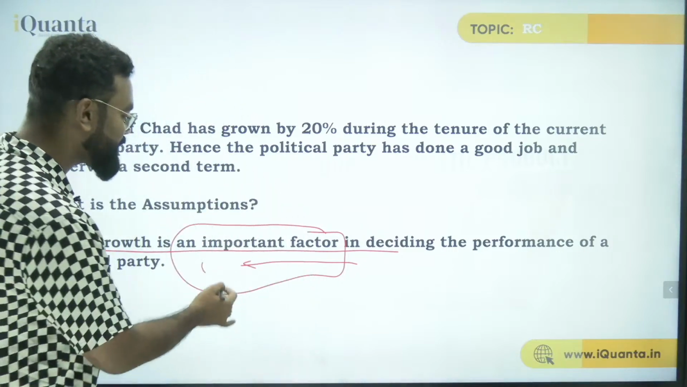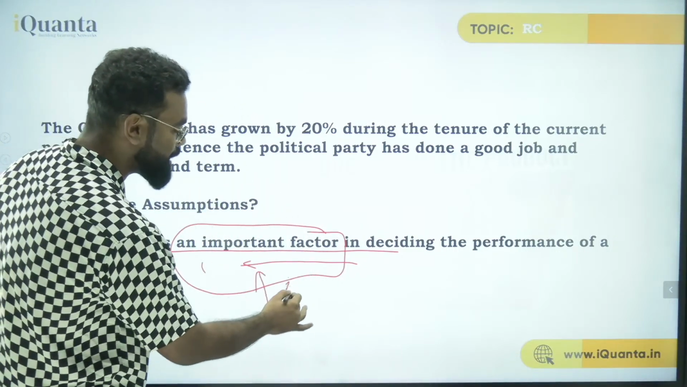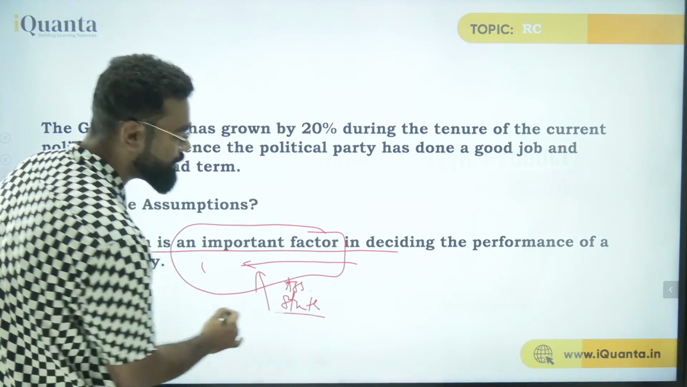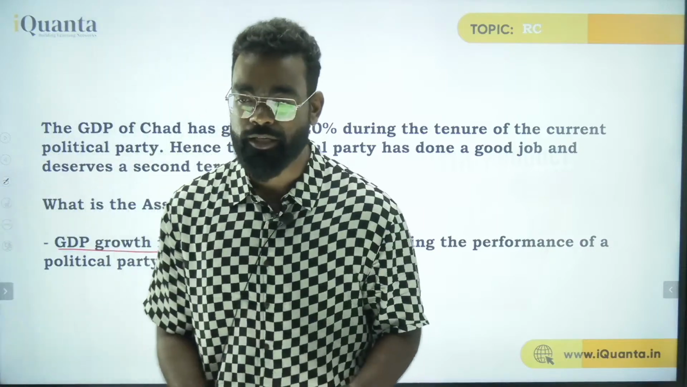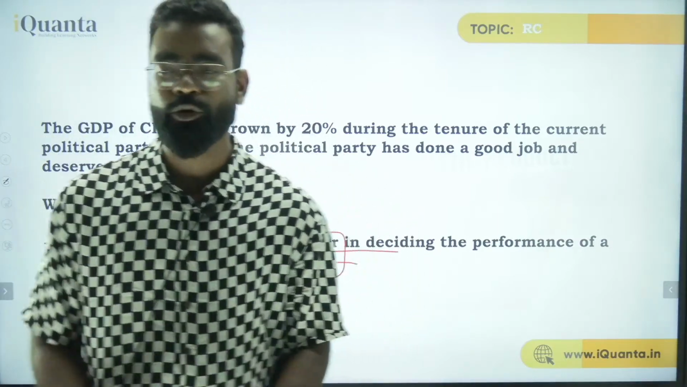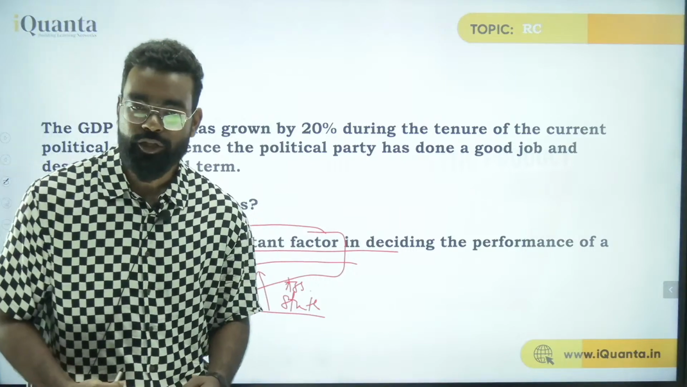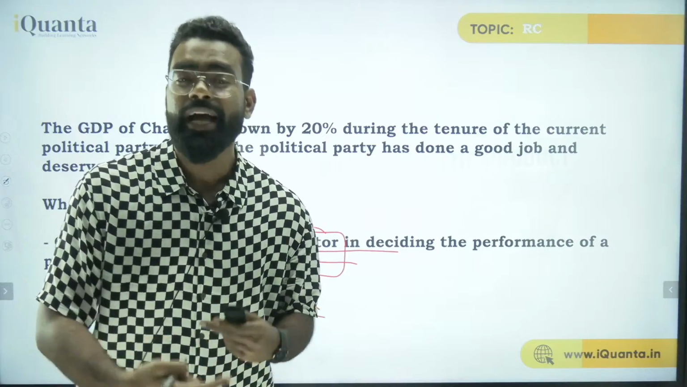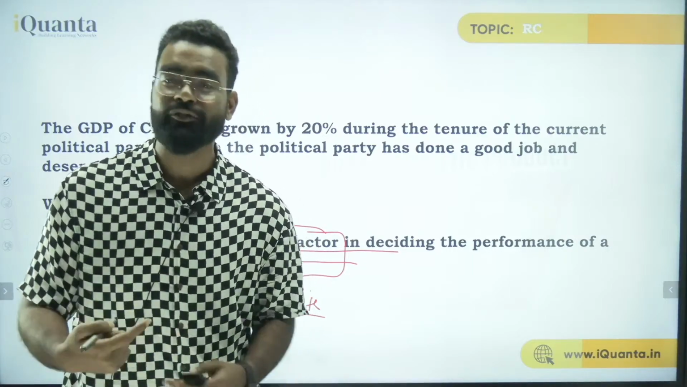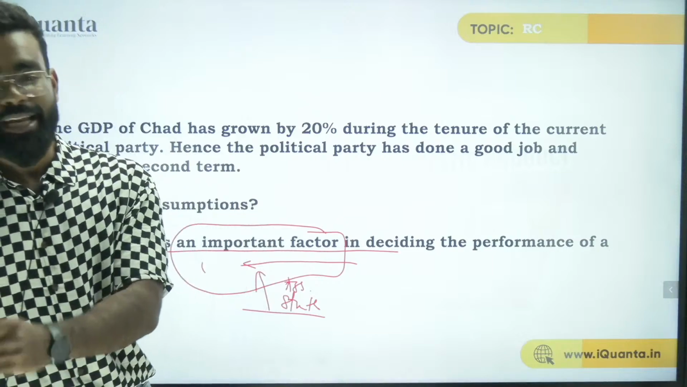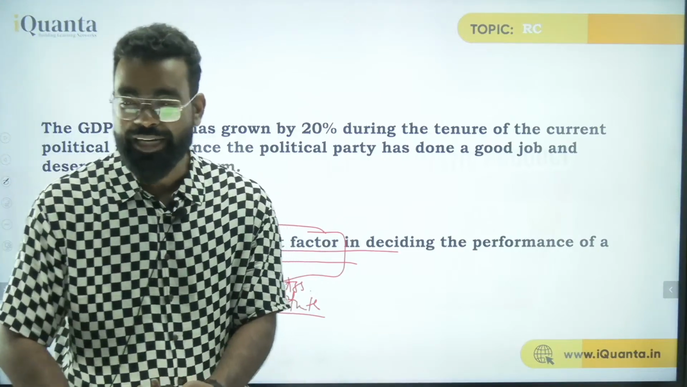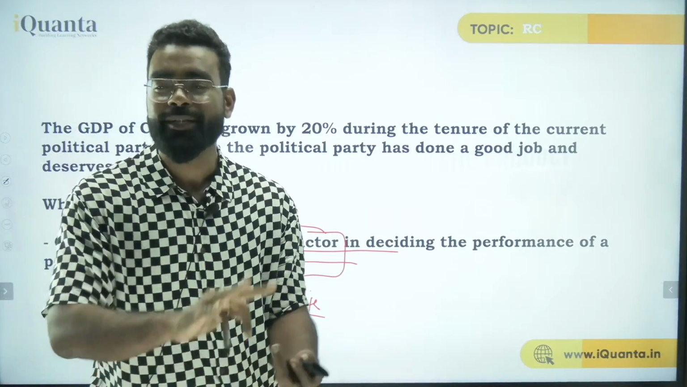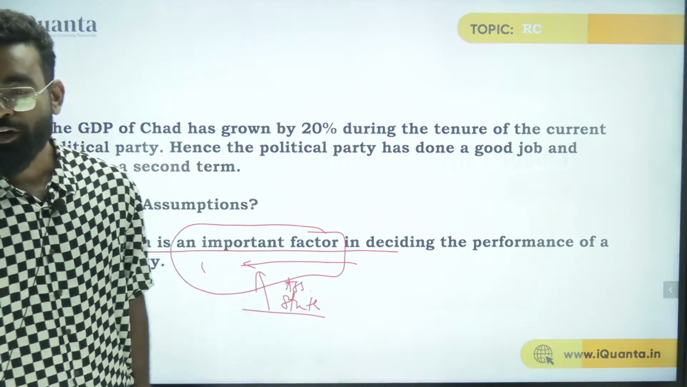So this statement is basically the assumption, and this statement is also strengthening. It gives strength to the argument. Sometimes an assumption also strengthens your argument directly. You understand me, right? This is also strengthening your argument, because we are now understanding that if your political party has 20% growth, this is a good measure. Your GDP is a good measure for understanding the performance of a political party. Yes? One of the important ones, yes.